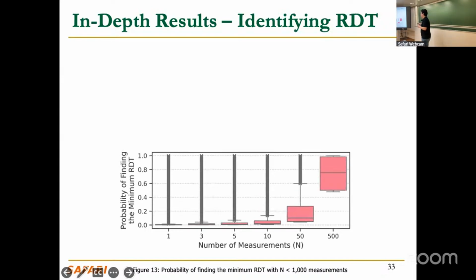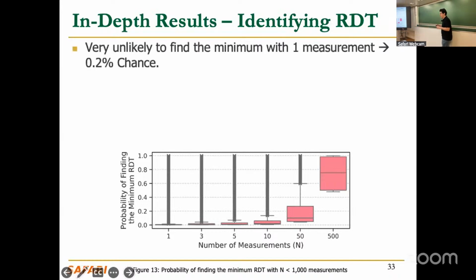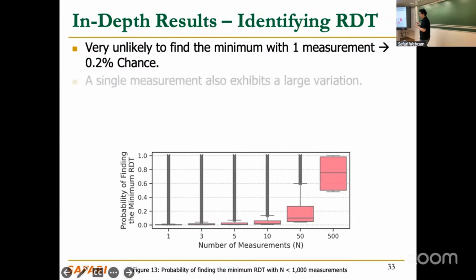And as a result of these simulations, they constructed a probability distribution table across different number of measurements that they can pick. And what they found out is it's very unlikely to find the minimum threshold value by just doing a single measurement. That means that you have 0.2% chance to find this ground truth value. As such, by also doing a single measurement, you'll also experience very large variation across the board, as visible here.